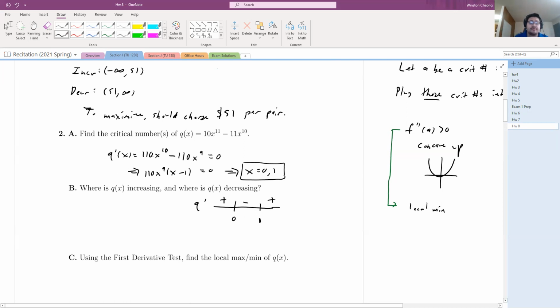From that, we just read off the increasing and decreasing information. So increasing is where the derivative is positive. Let's say increasing, that's going to be from minus infinity to 0, and also from 1 to infinity. Decreasing is going to be from 0 to 1.